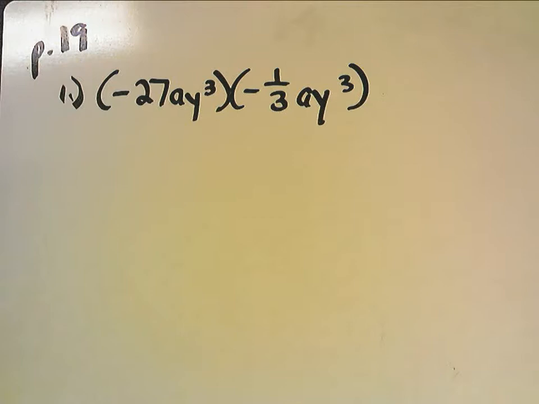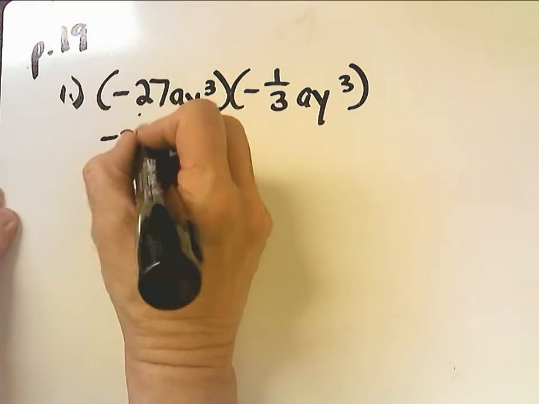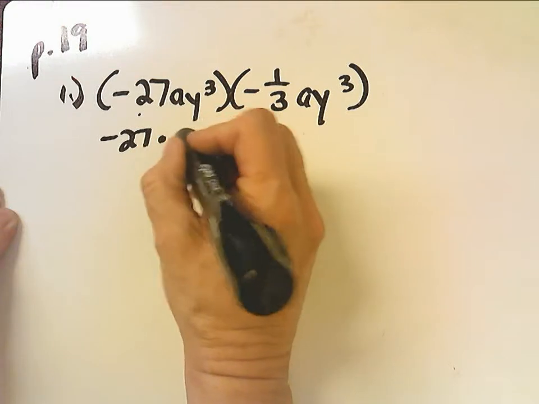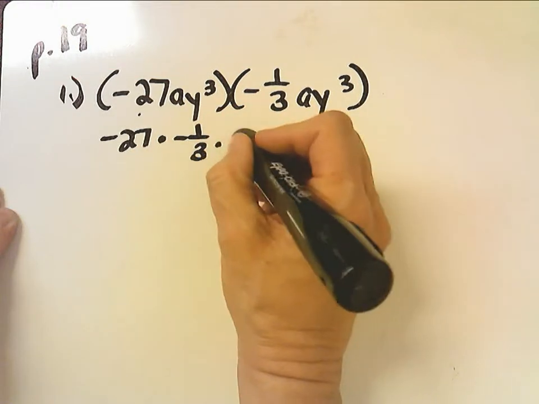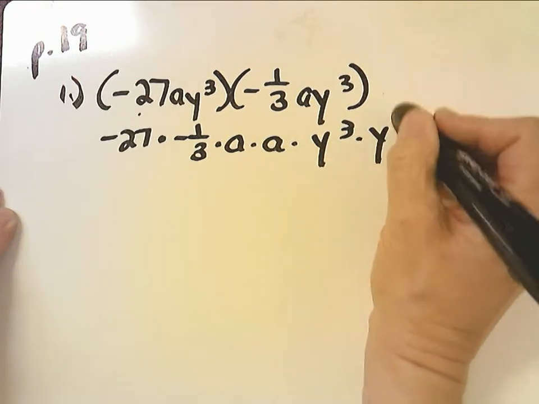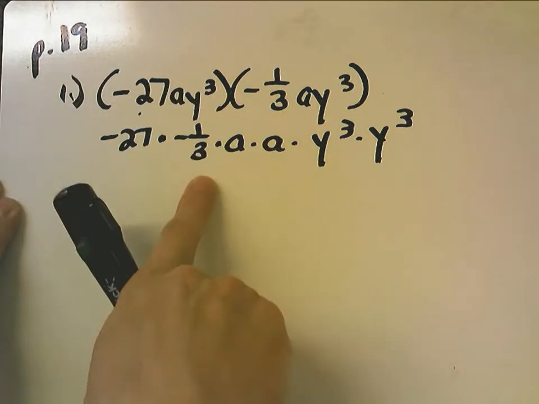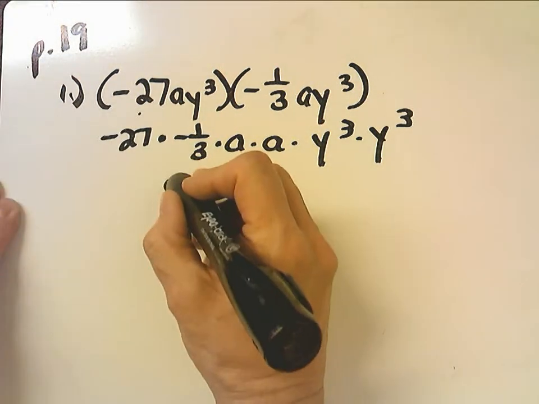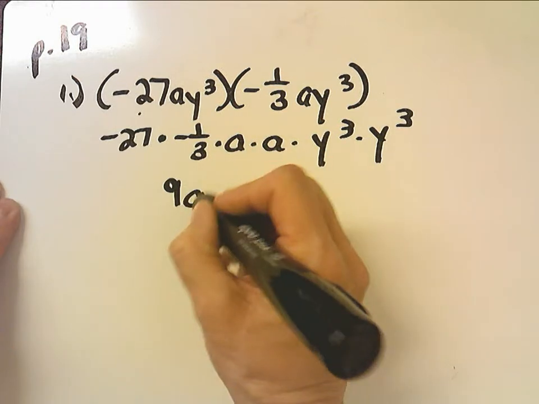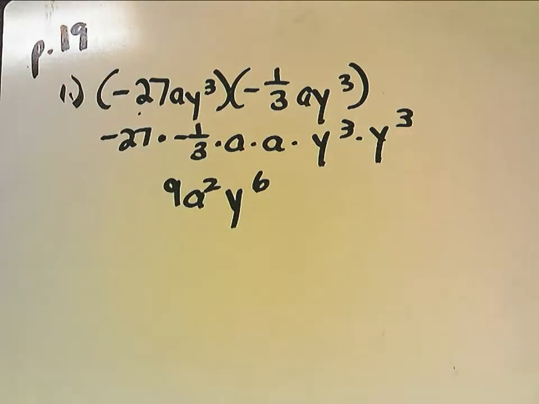Okay, now, numbers multiply numbers. Remember, I could think of this as negative 27 times negative 1/3 times a times y cubed times y cubed. Because multiplication is commutative, so I can rewrite the numbers. Negative 27 times negative 1/3 is a positive 9. A times a is a squared. Y cubed times y cubed is y to the 6th.